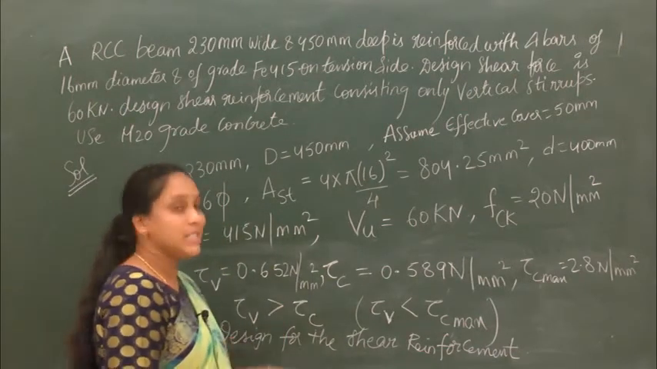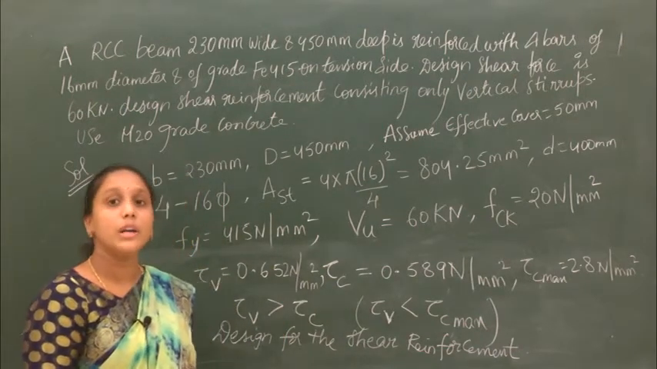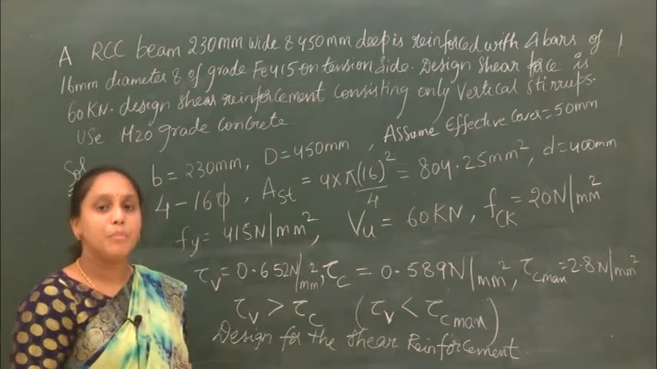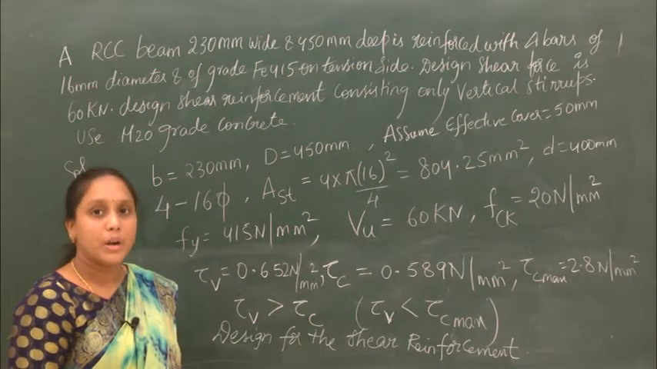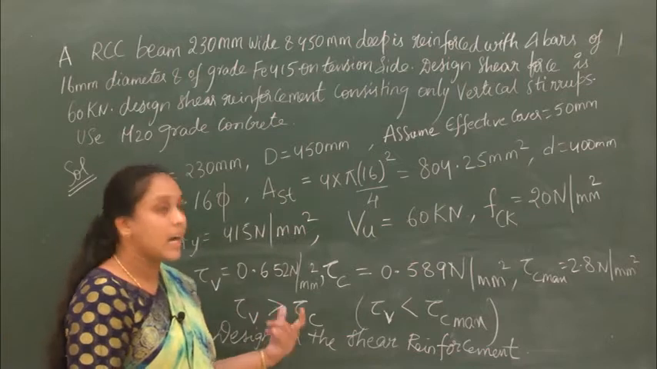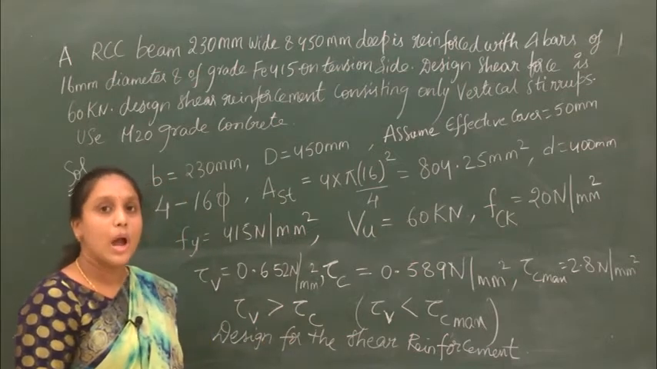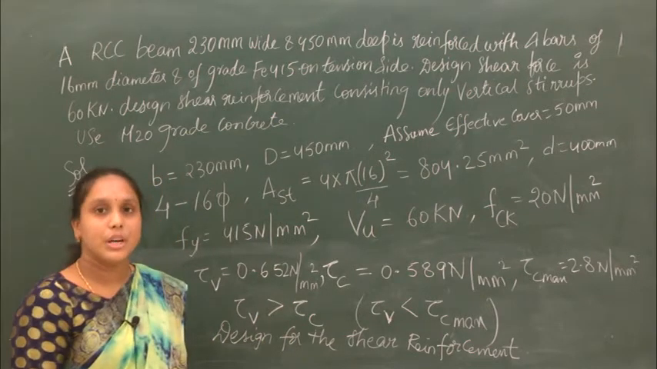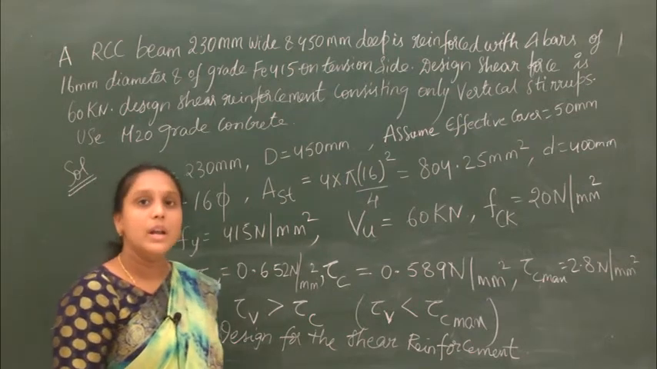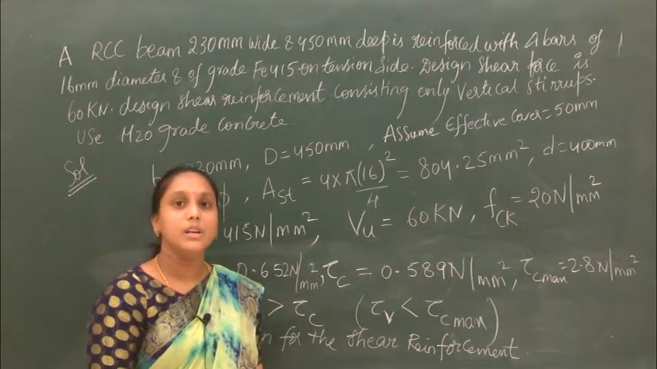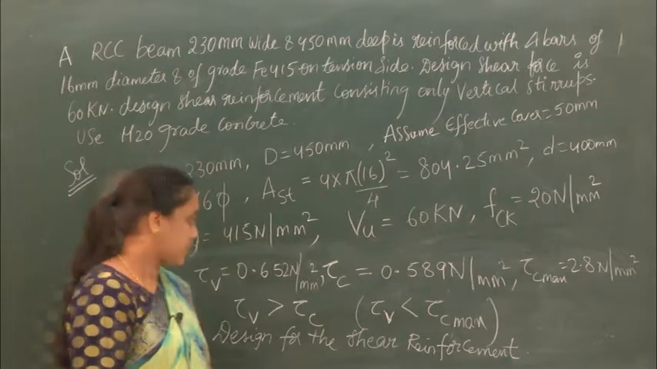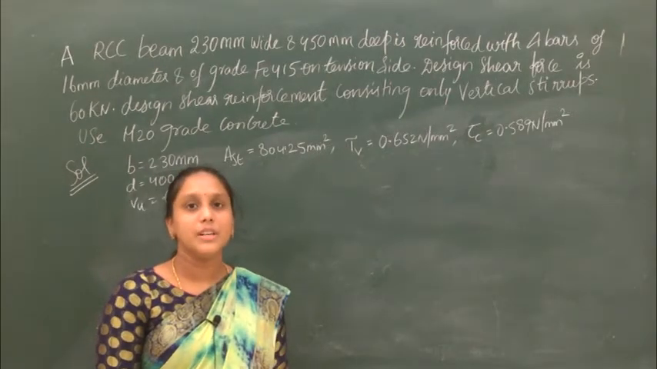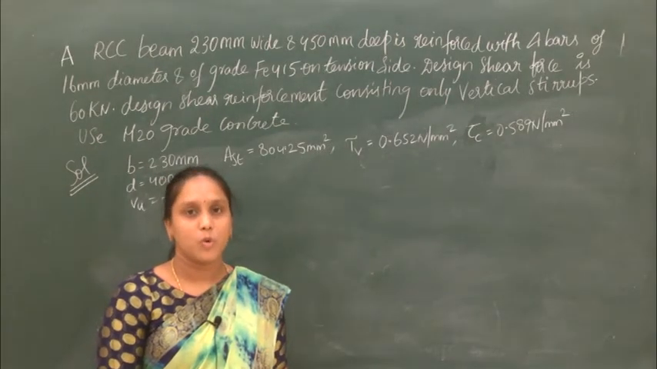If tau V is less than tau C, then what? You have to provide minimum shear reinforcement. But when tau V is greater than tau C, then you have to design for the shear reinforcement. So now let us design for the shear reinforcement.